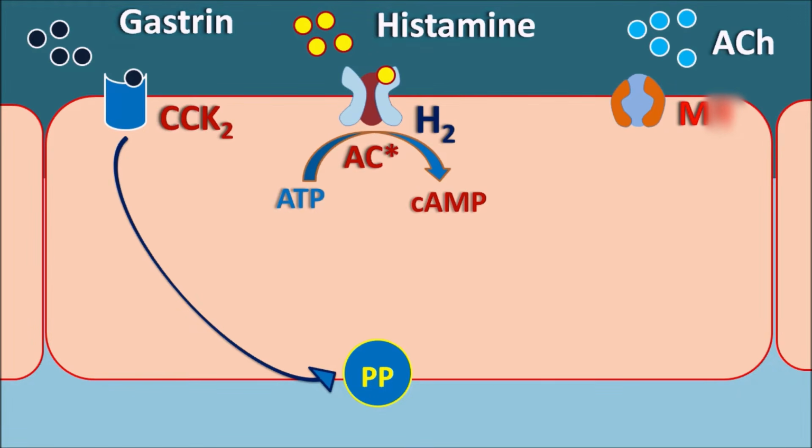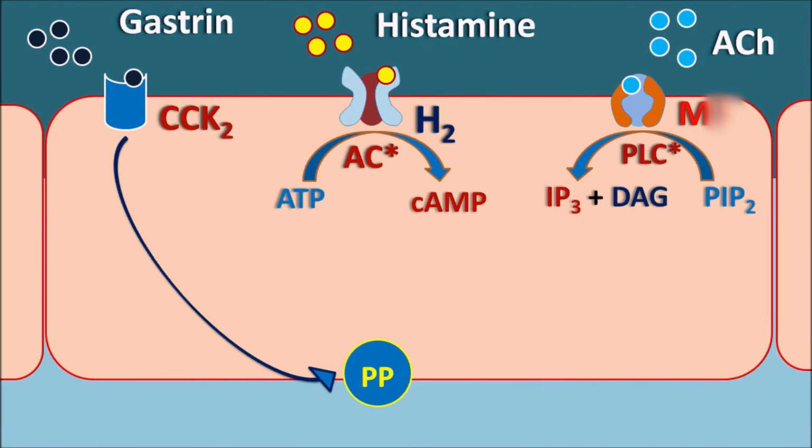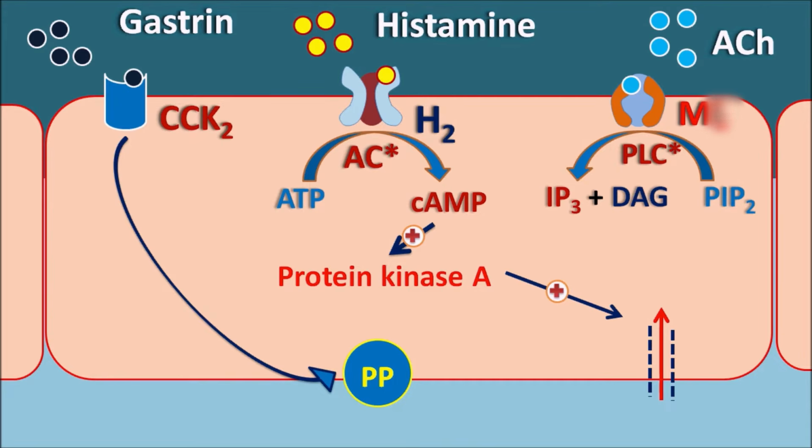Similarly, acetylcholine can bind to these M3 receptors, which are coupled with the phospholipase C system. And when this system is activated, it will convert phosphatidylinositol bisphosphate into IP3 as well as diacylglycerol. In this way, these three mediators can act on their respective receptors to increase the secondary messengers. Now, the cyclic AMP can stimulate protein kinase A, and protein kinase A can then stimulate the entry of calcium into the gastric parietal cells.